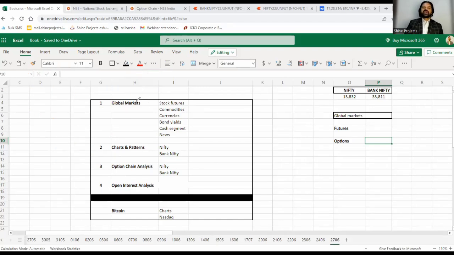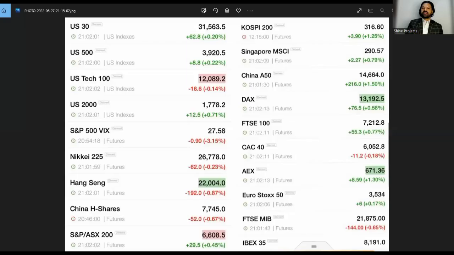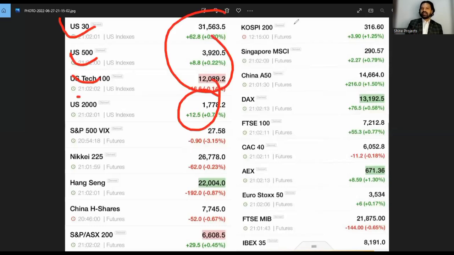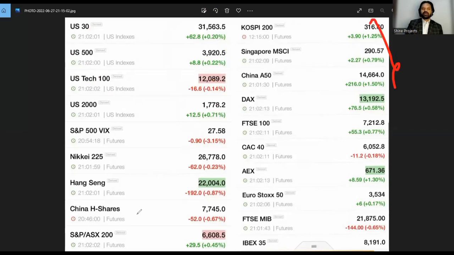So let us begin with the global markets. In that, we are interested in analyzing the index futures data. So let me present the index futures data for you. Within the index futures, we are more interested in looking at the US markets, okay? Because if the US markets are in green, usually the other markets will also be in green. So all the US markets almost are in green except for the tech stocks, and European markets are also green.